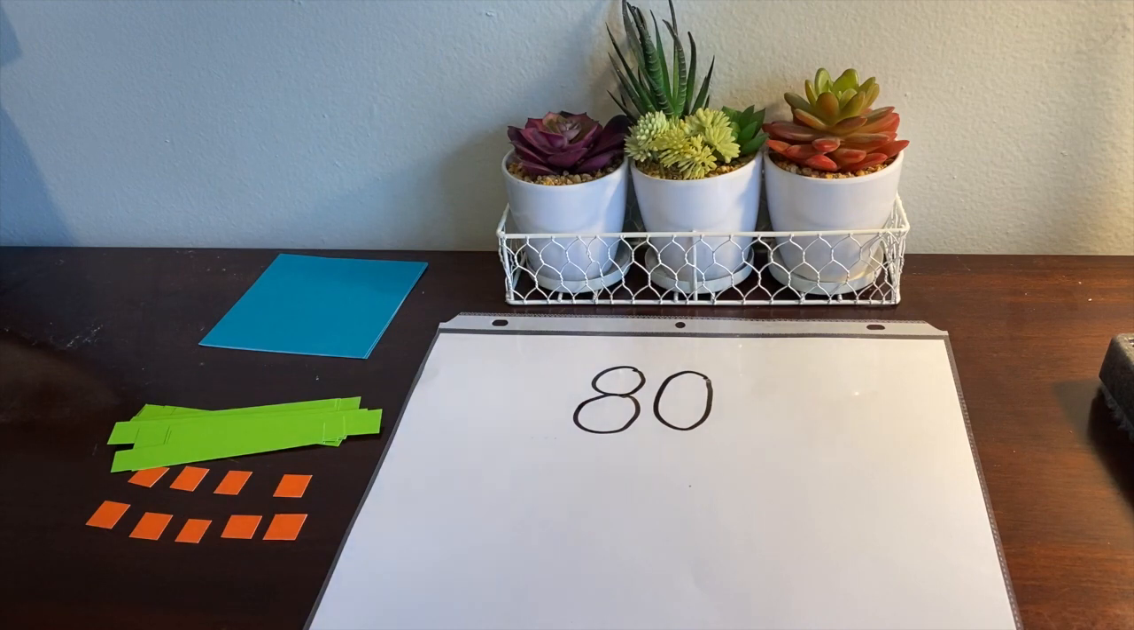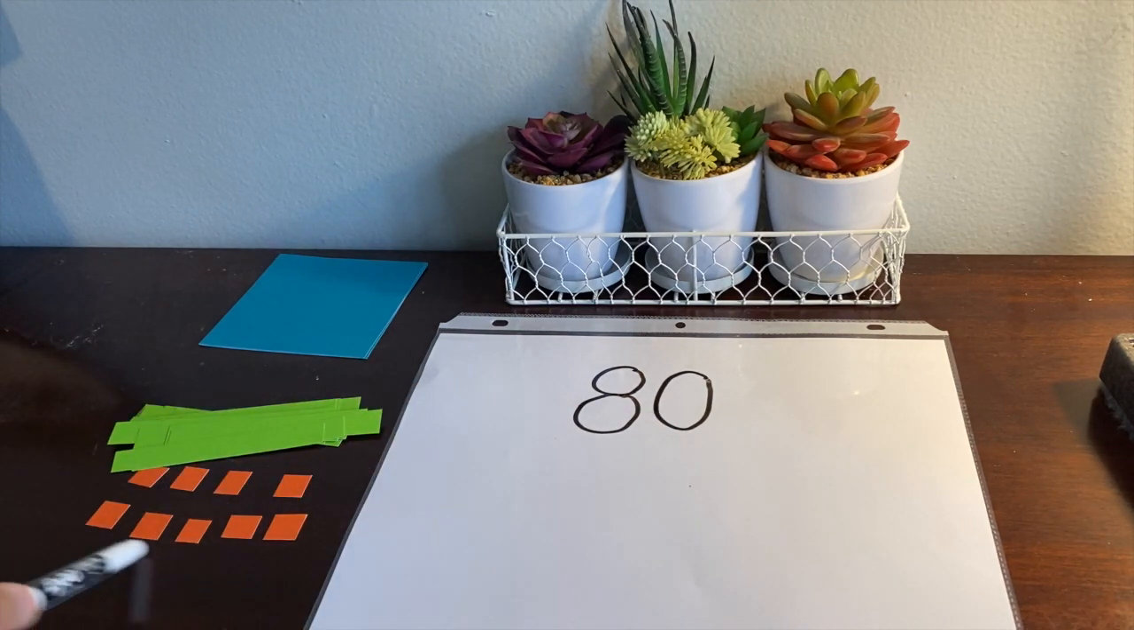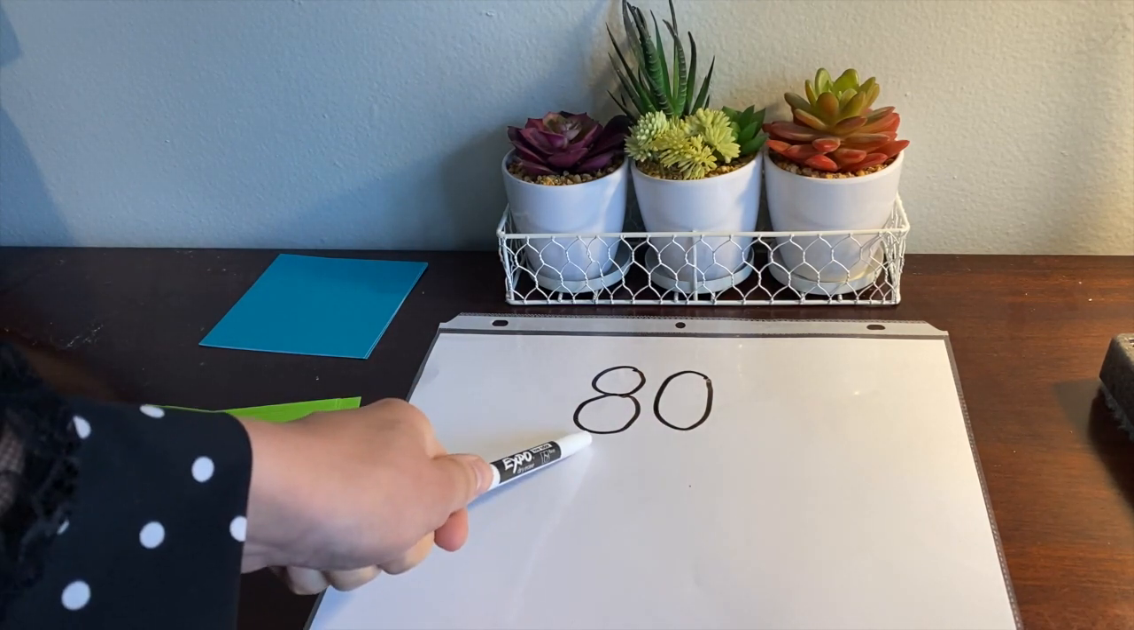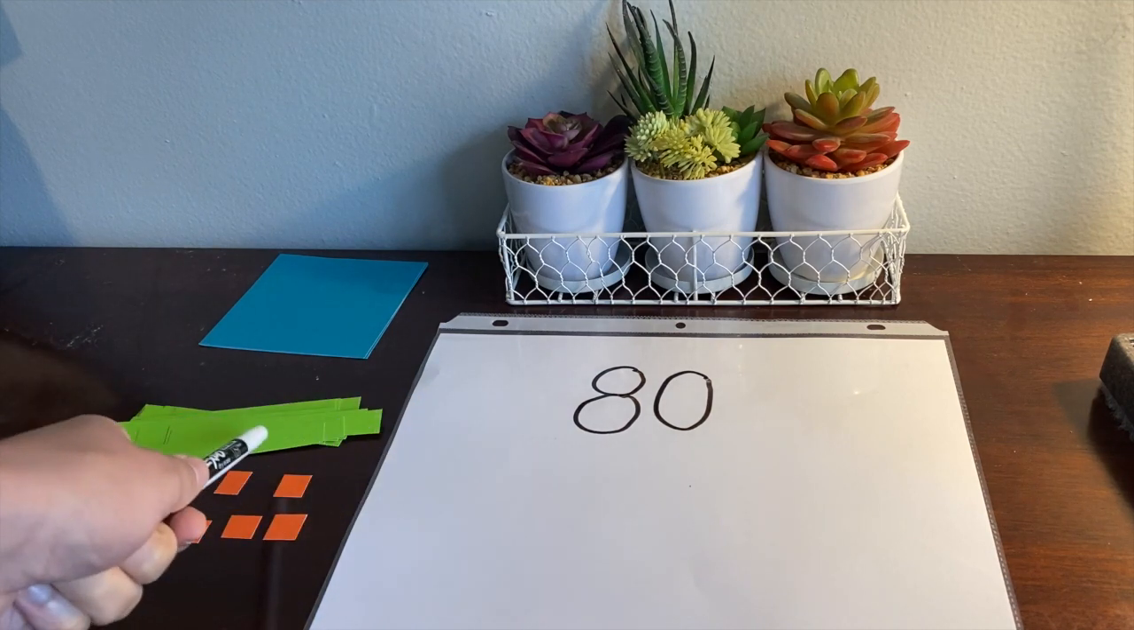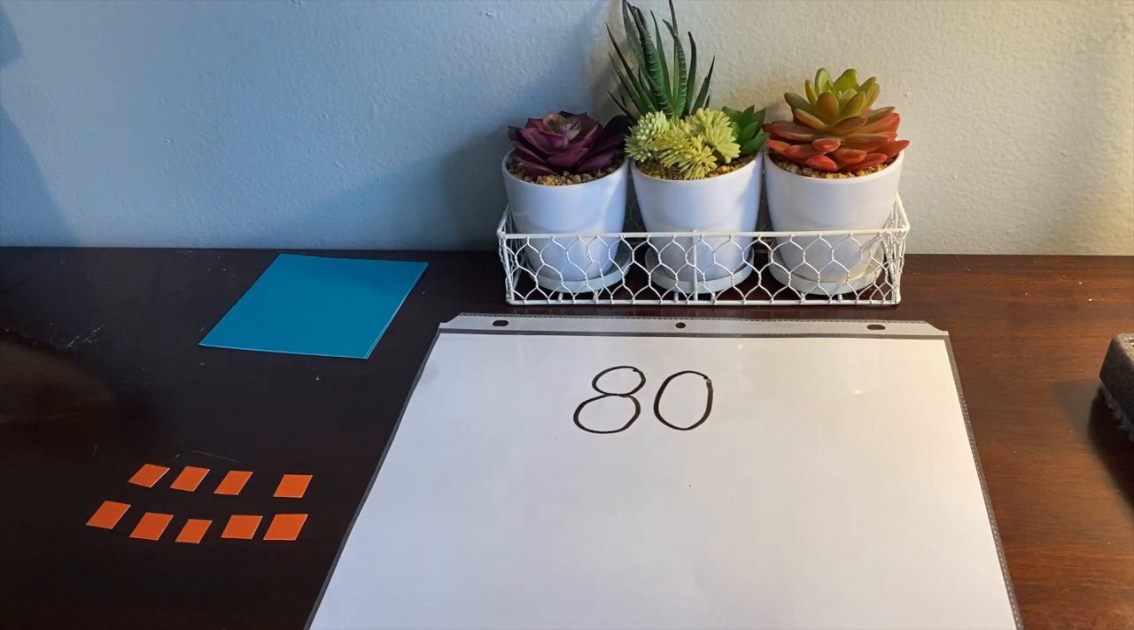Let's try this one. It says 80. Do you see anything in the ones place? Should we use any of these? There's a 0, so I don't need any ones. Let's take a look here. That's the 10 place. I need to use these blocks. You could help me count them.